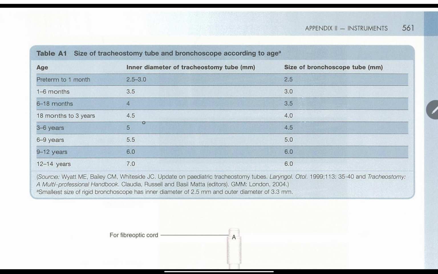3 to 6 years, 5, 4.5. 6 to 9 years, 5.5, 5. 9 to 12 years, 6, 6. 12 to 14 years, 7, 6.